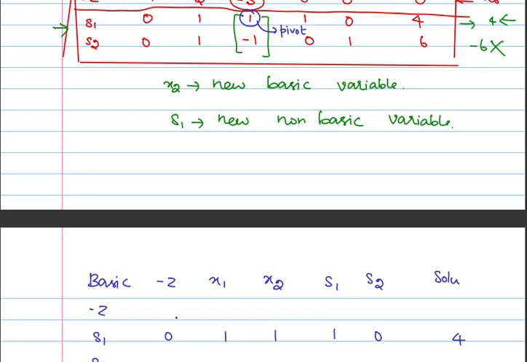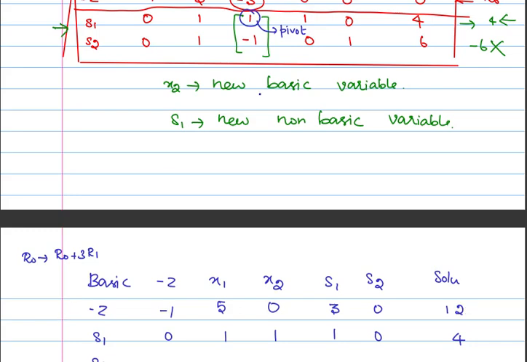I want to make this entry 0, so I write R0 as R0 plus 3 times R1. That makes it possible. So you get minus 1 here, 3 plus 2 is 5, here you get 0, here you get 3, here you get 0 again, and on the right 3 times 4 is 12.